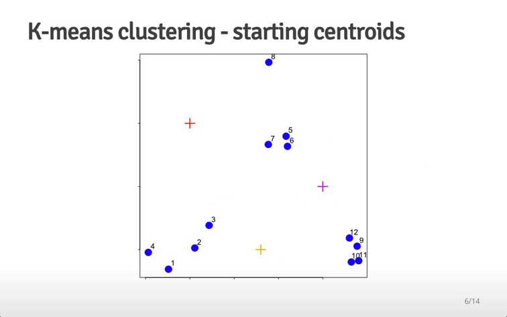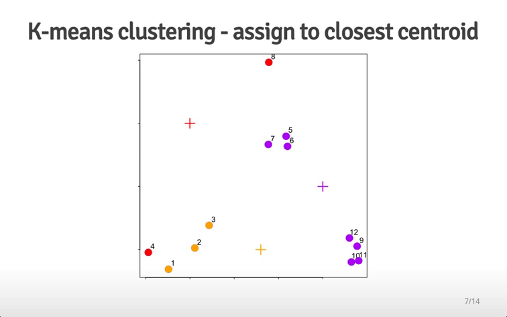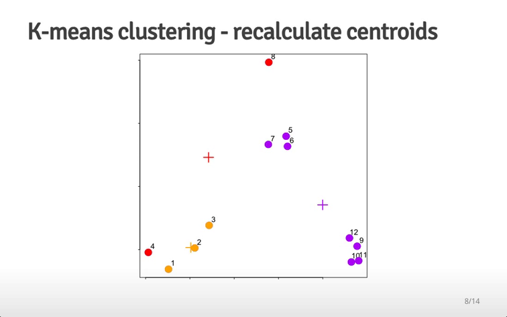The first step in the k-means clustering algorithm is to assign all of the points to the closest centroid, in this case the closest in Euclidean distance. So points 4 and 8 are closest to the red cross, these purple points are all closest to the purple cross, and these 3 points are all closest to the orange cross. The next step is to recalculate the centroids. I take the 2 red points, take their average x value and average y value, and I get a new center for this cluster. Similarly, I took all the purple points and took their average x and y values to get a new purple centroid, and the same thing for the orange values.